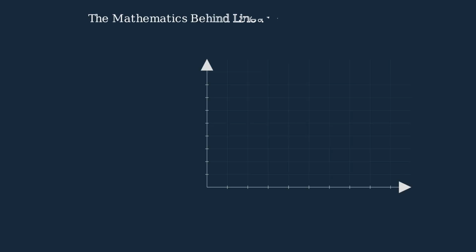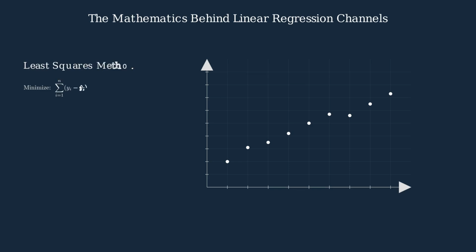The mathematics behind linear regression channels starts with the least squares method. This method finds the best fitting straight line through price data points. Mathematically, we seek to minimize the sum of squared distances between the line and all price points. These vertical distances represent the errors between actual prices and our predicted line. The slope and intercept of our regression line are calculated using these formulas. This gives us our middle regression line, where y equals m times x plus b.